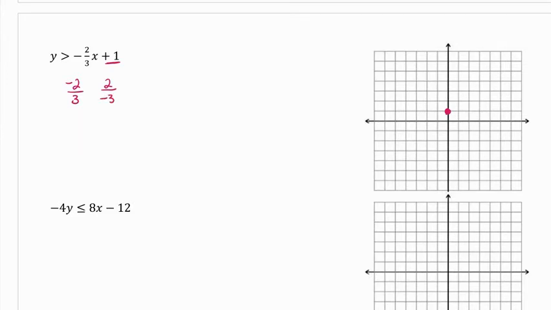So the first way, I would go down 2 and to the right 3. I can do that again. Or with the other way, I would go up 2 and to the left 3.